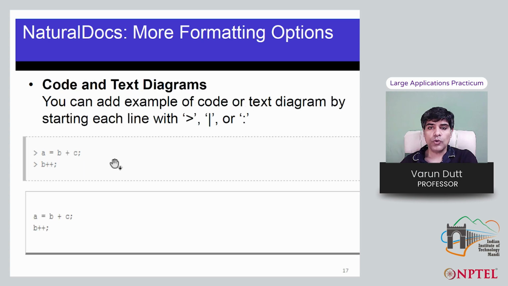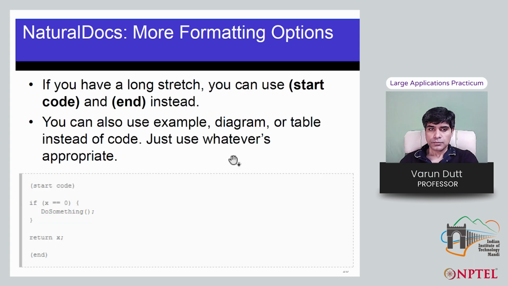We can also use code and text diagrams. For this, we can either use this symbol, or you can use this other type of symbol. When you use these symbols and write the code, it will appear in a code block. You can also do something like this: start with start code, then write your code and end code, and again this will appear in a code block.